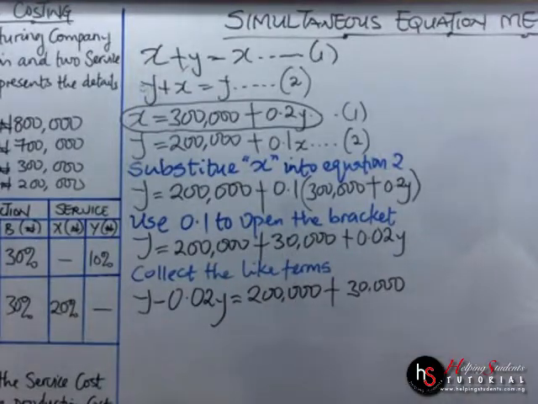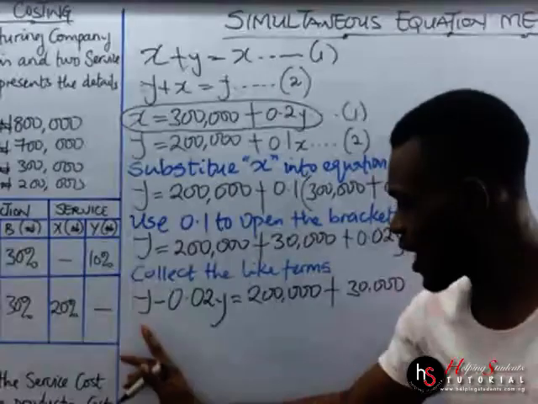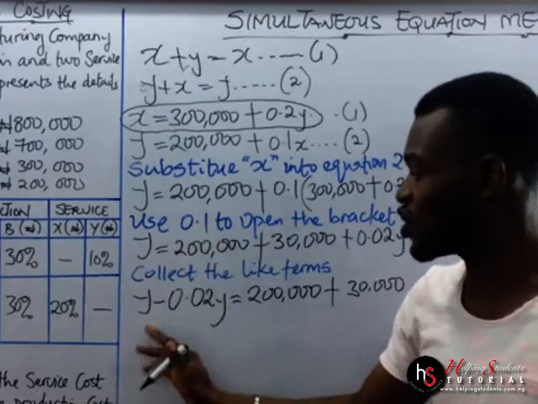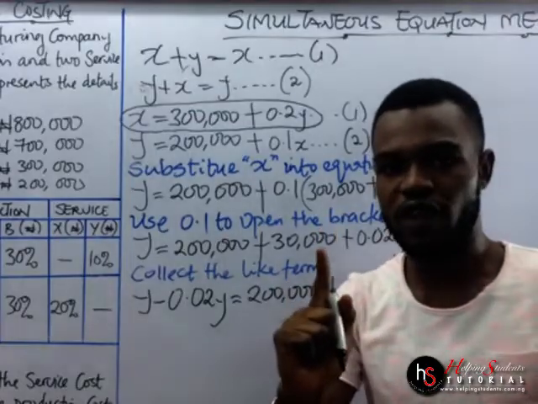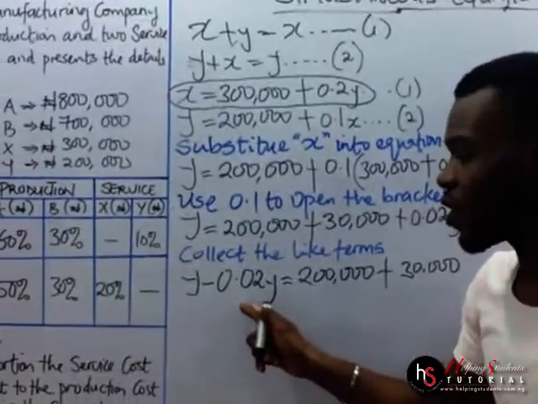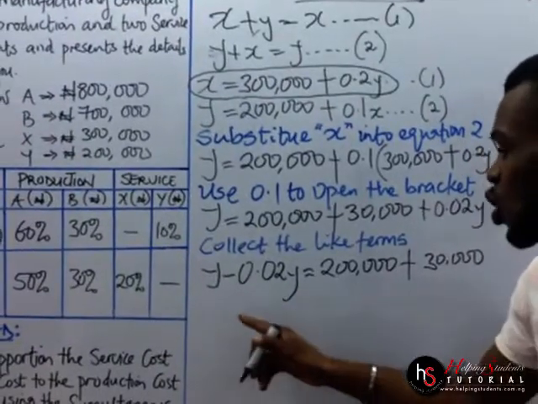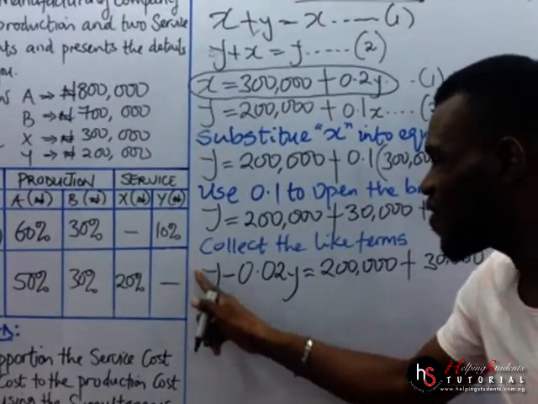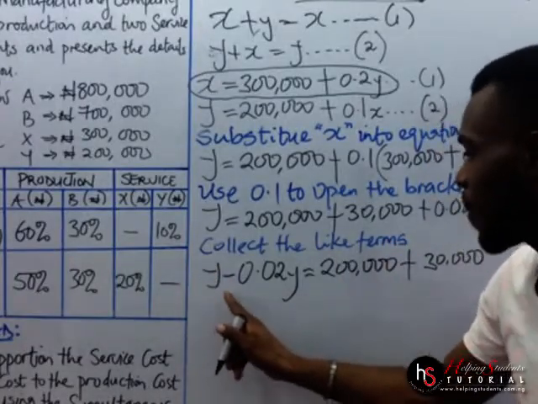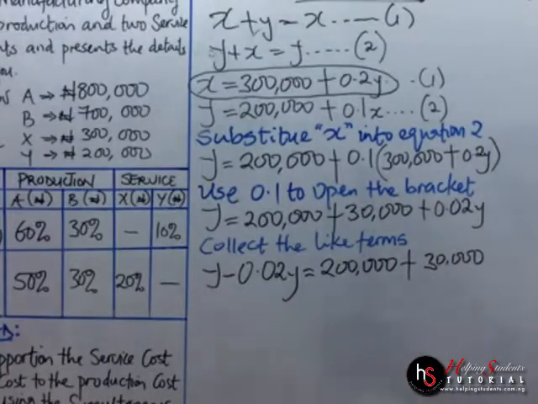plus 30,000. Now remember, each time a variable is standing on its own under the simultaneous equation, there is an invisible one in front of it. So we are going to subtract 0.02 from 1. So we say 1, there's an invisible one standing here. Take good note of that. So 1 minus 0.02y gives us what?